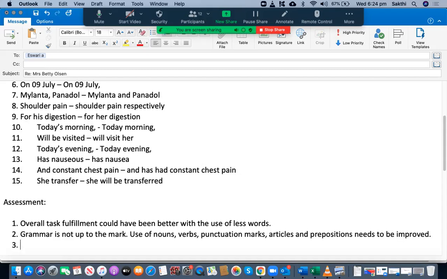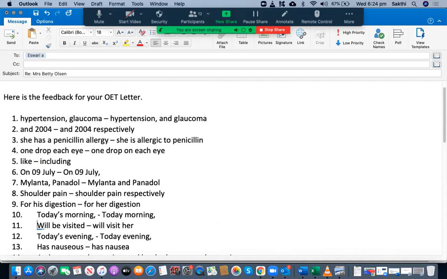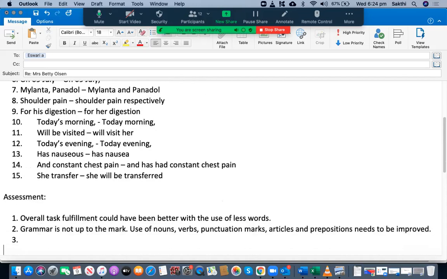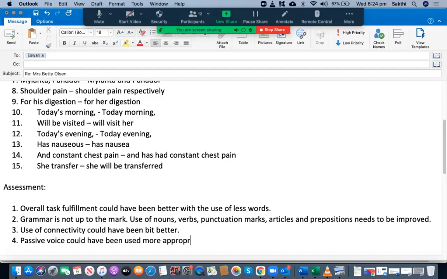Then the next one is use of conjunctions, like connecting phrases like and, could have been better as well. So use of connectivity could have been a bit better. Passive voice could have been used more appropriately and effectively.